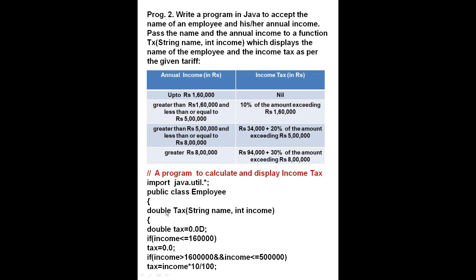Here we can do this question like this also. First we will take double tax, because in this question we have taken tax, String name and int income, which we have written in the question.